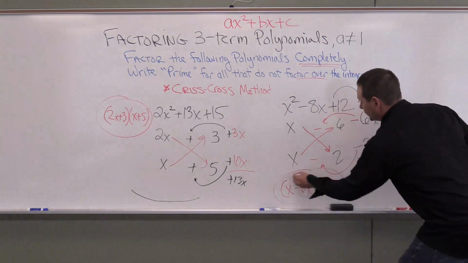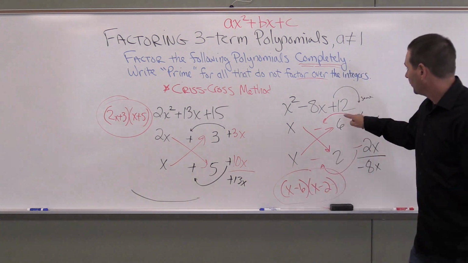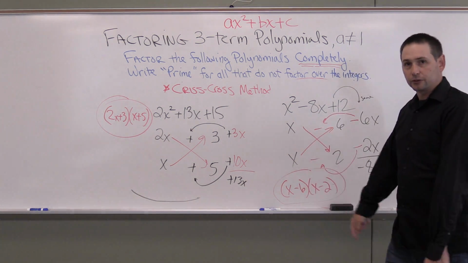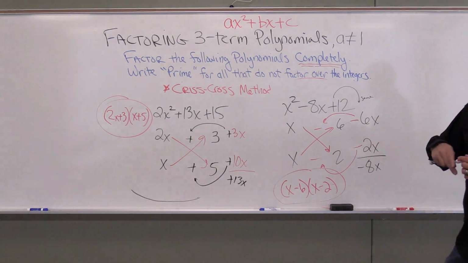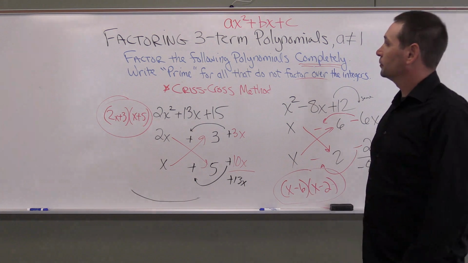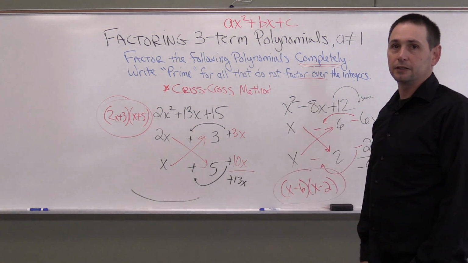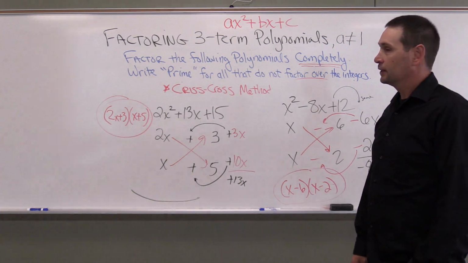Now I definitely would just jump to the answer, and since a is 1, I know it's x and x, and then what multiplies to be that and adds to be that fills in, it's quicker. But if you struggle with signs and stuff, crisscross, you can always fall back on it. It always works on all of those. So that's three-term problems. I highly recommend the crisscross. I think it's just a better method if you're first learning factoring. That's it.